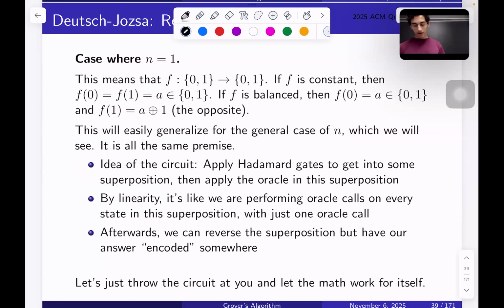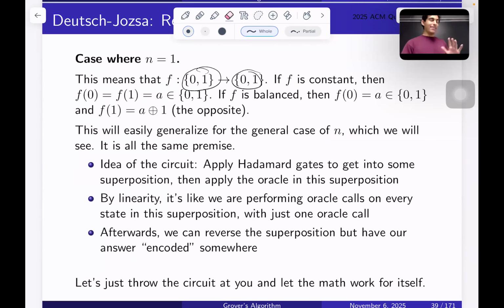All right. So we proved the circuit for when n equals 1. So f maps bits to bits again. I guess I'll just go over the idea that we went over. We basically applied Hadamards to all of our qubits and then got into some superposition of qubits. And then we applied the oracle on this superposition of qubits.